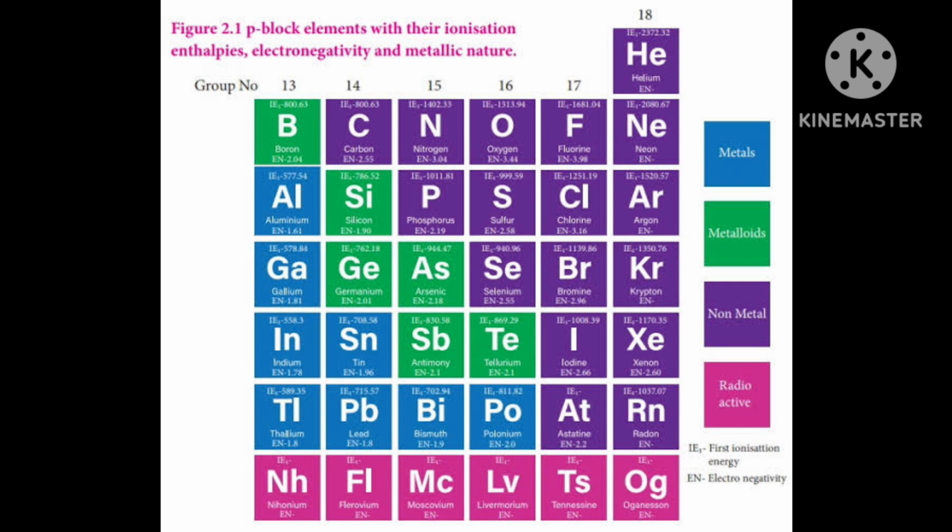For 16, ns2 np4. For 17, ns2 np5. And for 18, ns2 np6. Okay, this I have told you: one electron is increased each time, and ns2 is common.